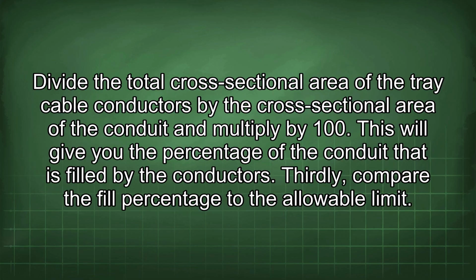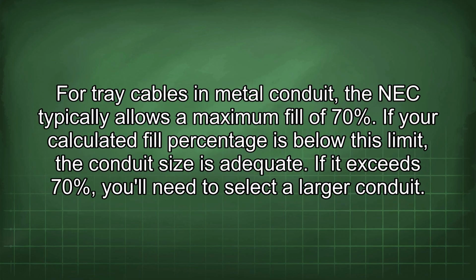Secondly, determine the conductor fill percentage. Divide the total cross-sectional area of the tray cable conductors by the cross-sectional area of the conduit and multiply by 100. This will give you the percentage of the conduit that is filled by the conductors. Thirdly, compare the fill percentage to the allowable limit. For tray cables in metal conduit, the NEC typically allows a maximum fill of 70%. If your calculated fill percentage is below this limit, the conduit size is adequate. If it exceeds 70%, you'll need to select a larger conduit.